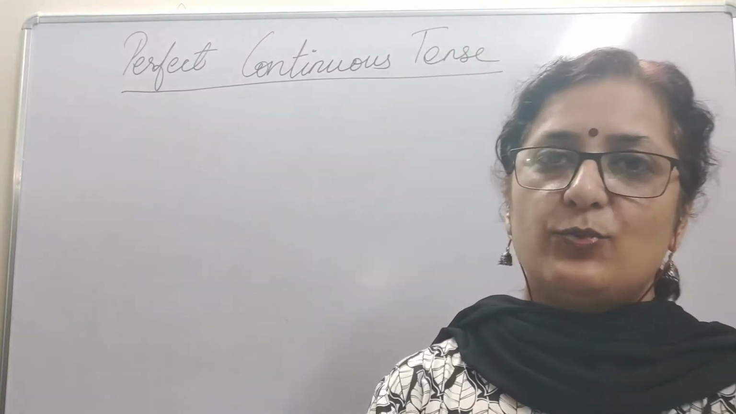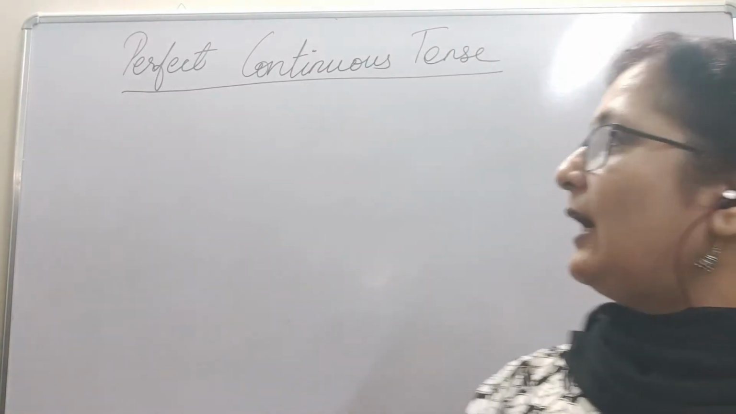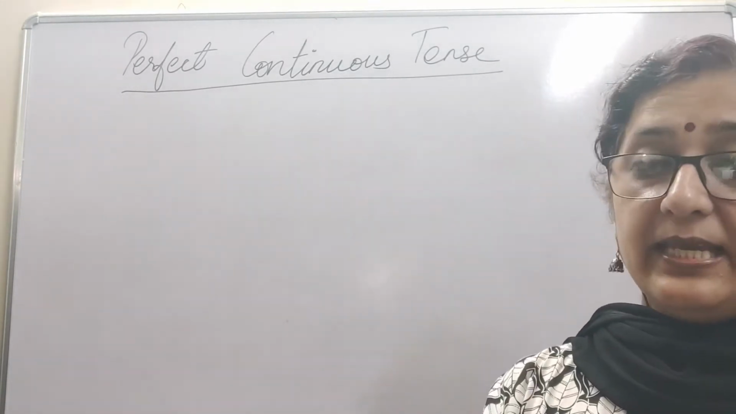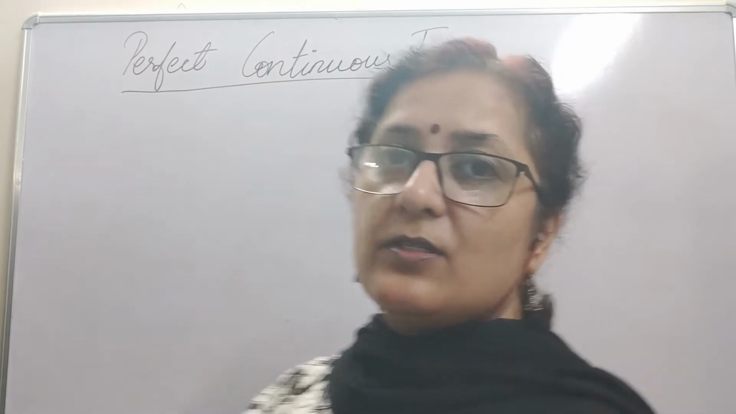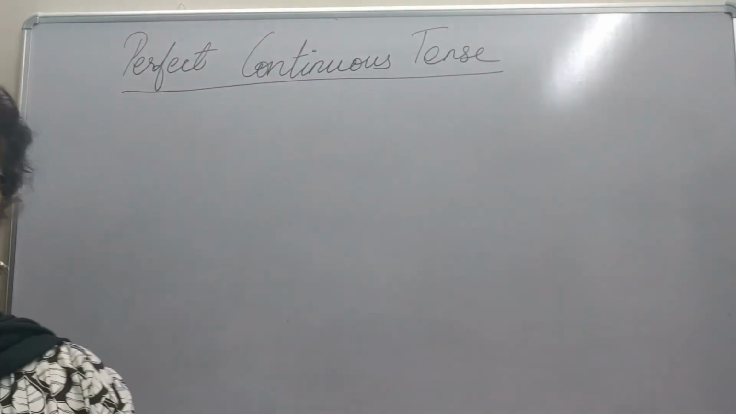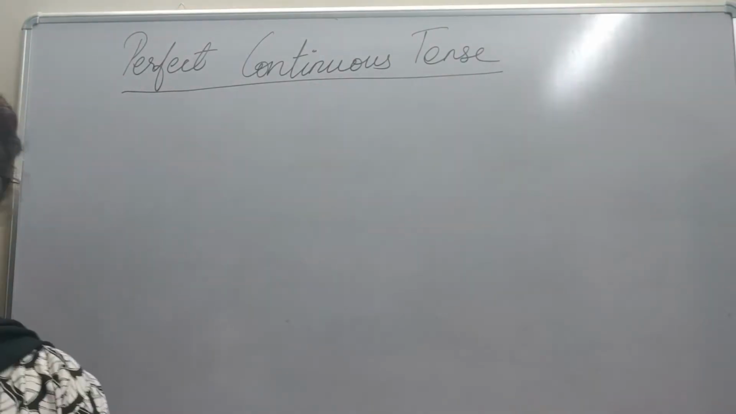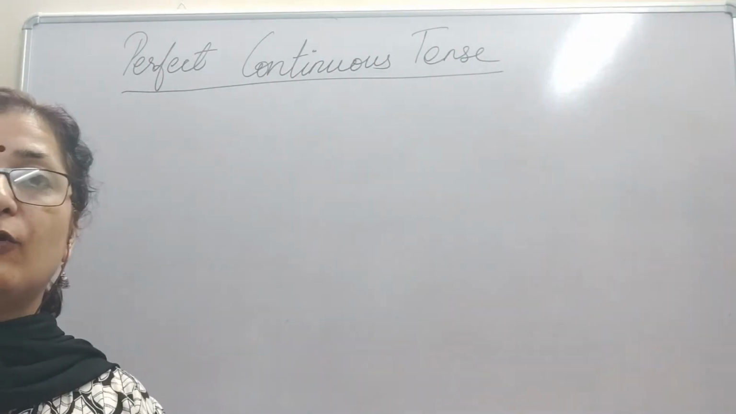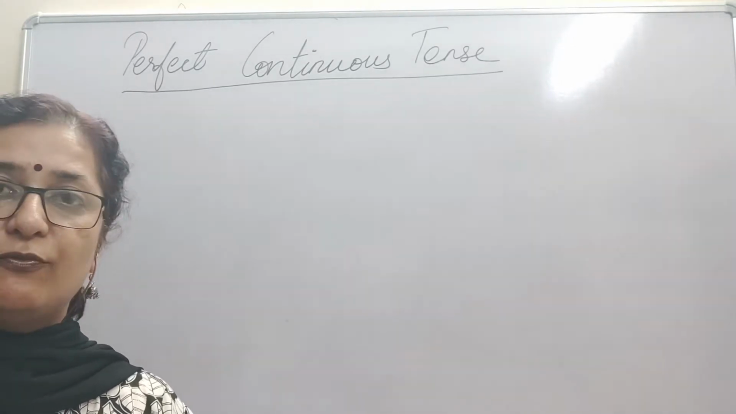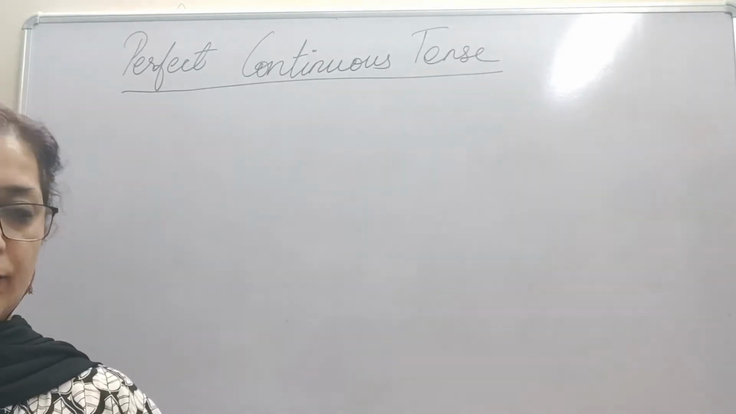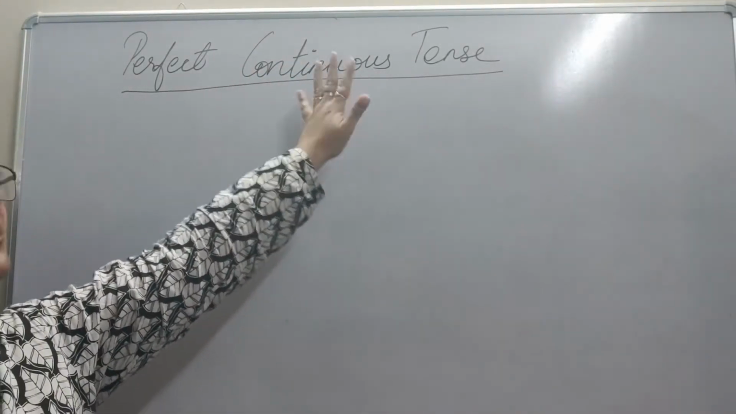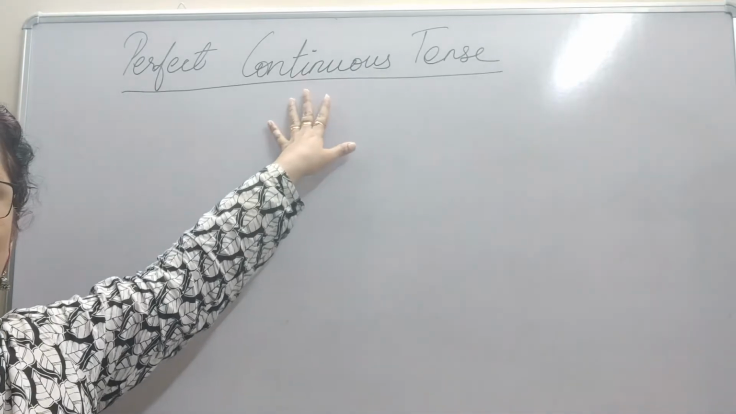Children, in this video we are going to understand what perfect continuous tense is. In my previous video I had discussed with you people about the perfect tense, where we were using perfect as a form which has already been completed, be it in the past form, present form or the future form. Now here, as you see, an extra word has been added, the continuous tense, right?